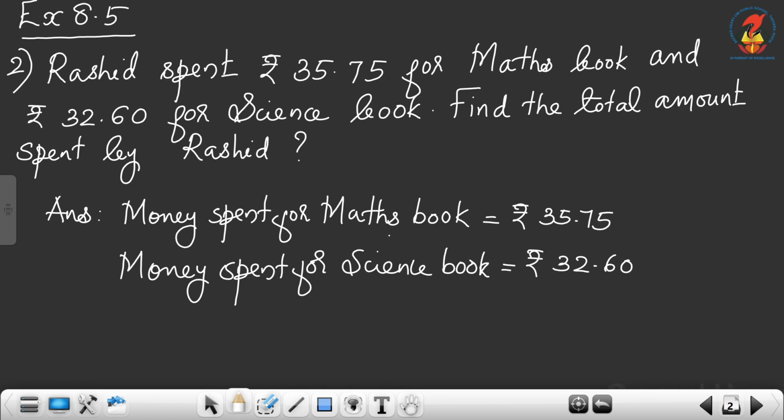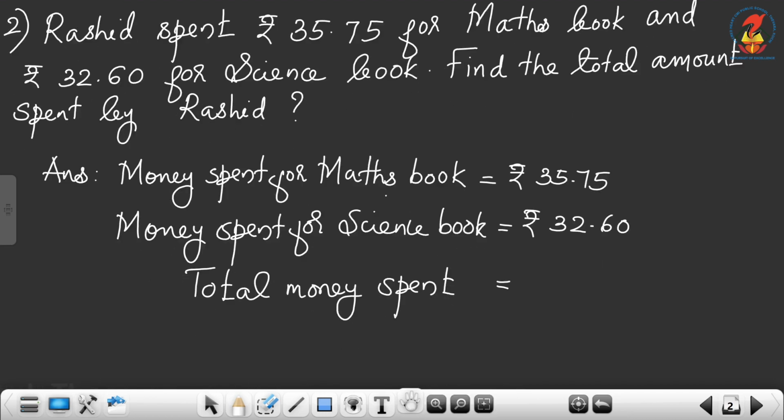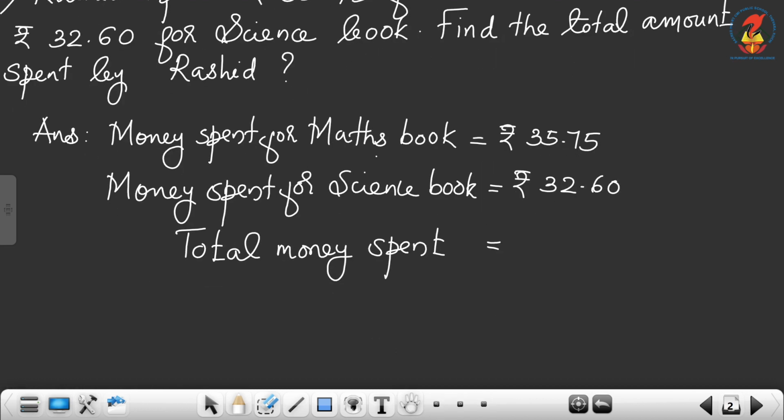Then the last step is total amount spent by Rashid or total money spent. Total money spent or total amount spent equal to, so we have to add the two values. Rupees 35.75 plus rupees 32.60.